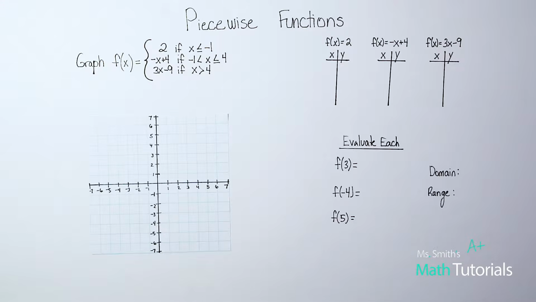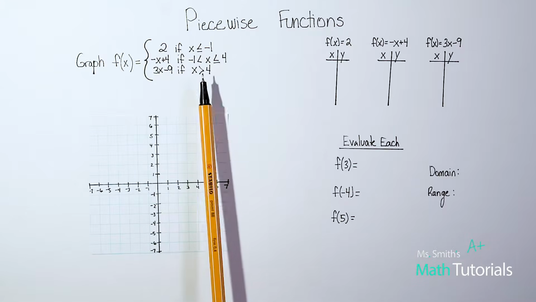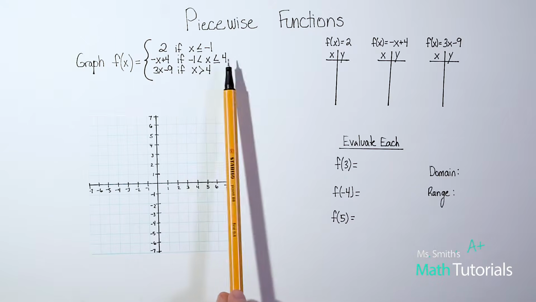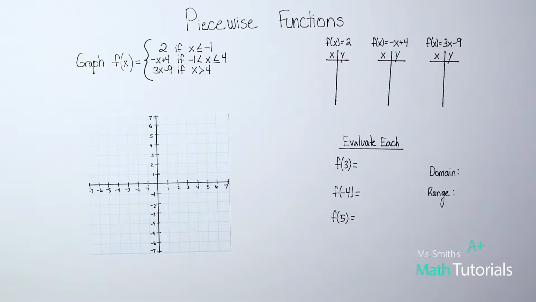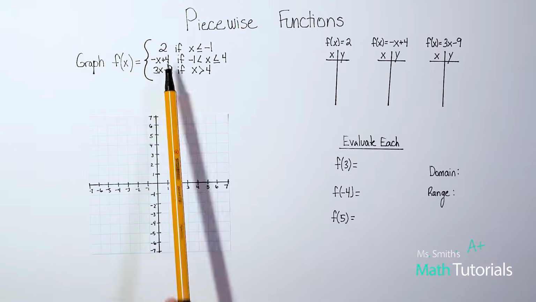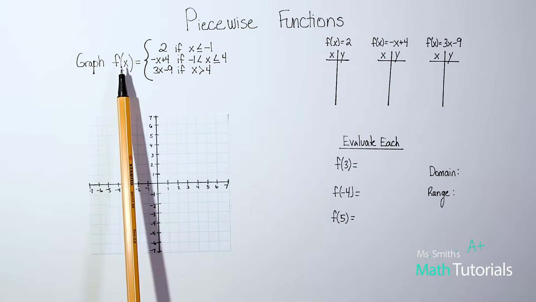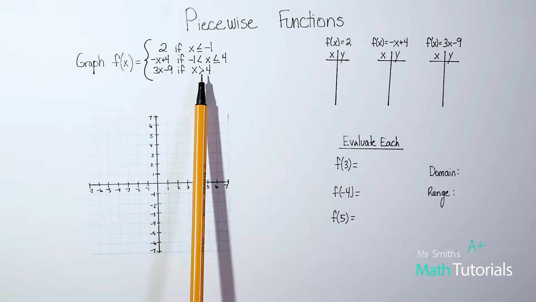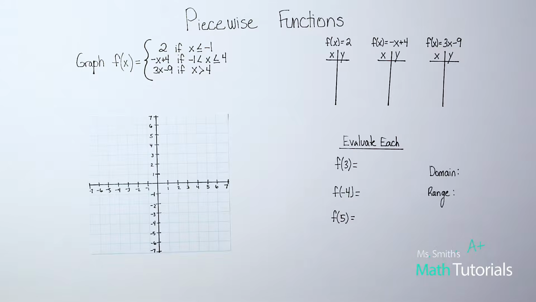I know that can be kind of complicated and overwhelming to look at, but just always think when you see that double less than, what it's saying is x falls between those two numbers. So what are the numbers that fall between -1 and 4? Well, we've got 0, 1, 2, 3, and 4, right? So if it's any of those numbers, we'd take the second piece. And finally, we've got that third piece. So y equals 3x minus 9 if x is greater than 4. So anything above 4, which would be 5, 6, 7, 8, 9, 10, whatever it may be.